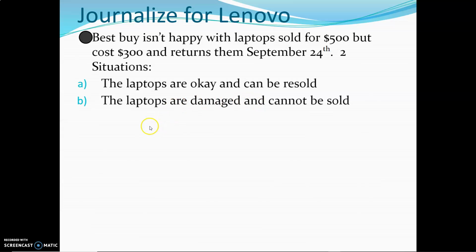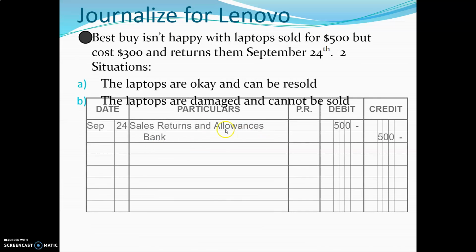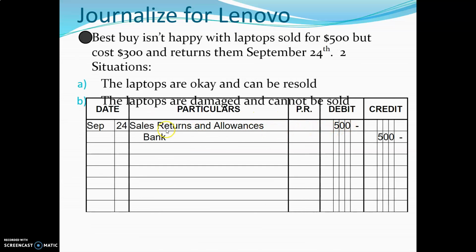The very first entry will be the same no matter which situation occurs. We're going to have sales returns and allowances, which will be debited, and the bank ends up being credited $500. Apologize for that. That's because they end up being sold for $500 and they go back in.